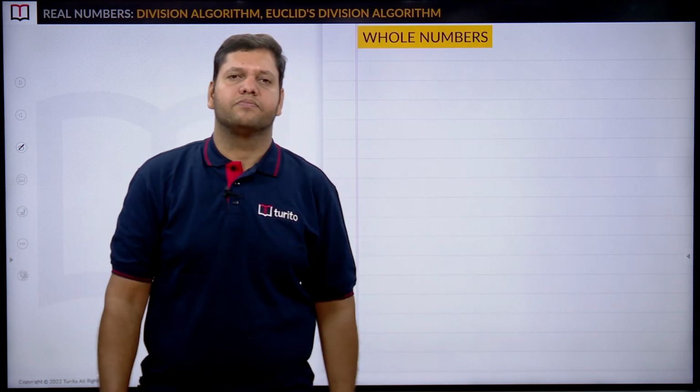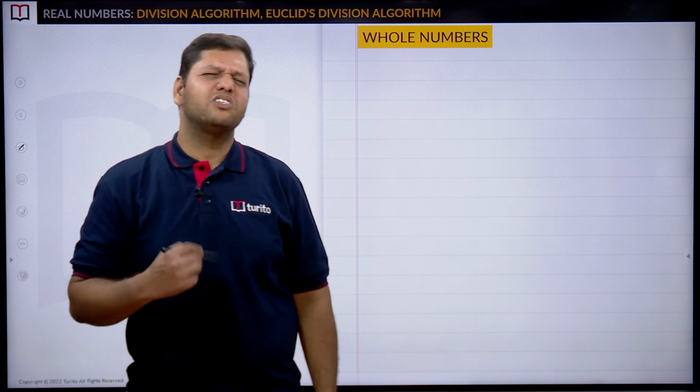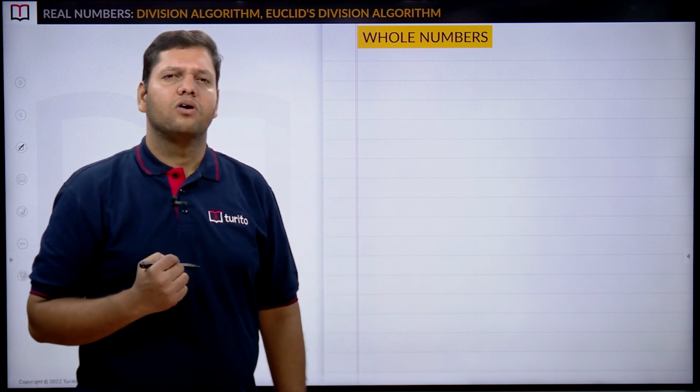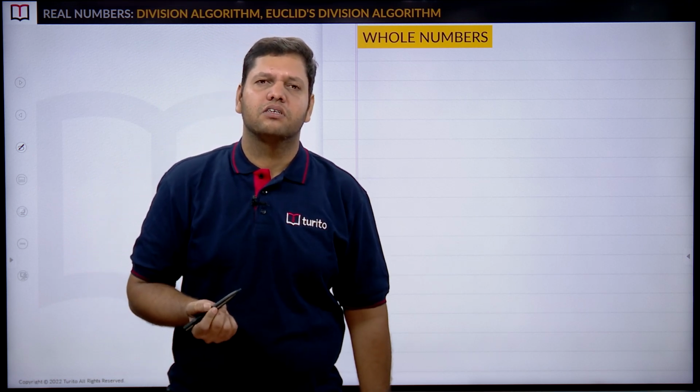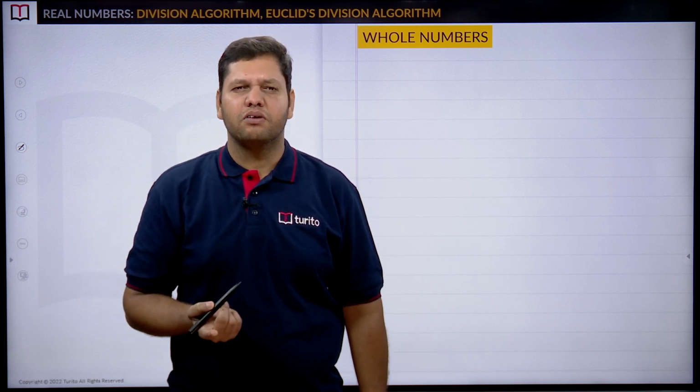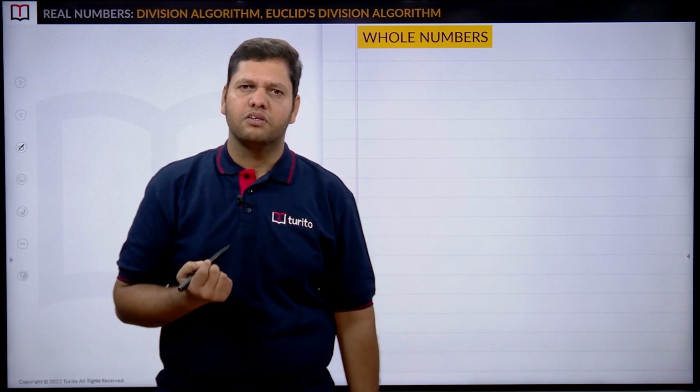A whole number. So what is the whole number? Any idea? How can we define the whole number, and how do we represent the whole numbers? And what is the smallest number and what is the greatest whole number?